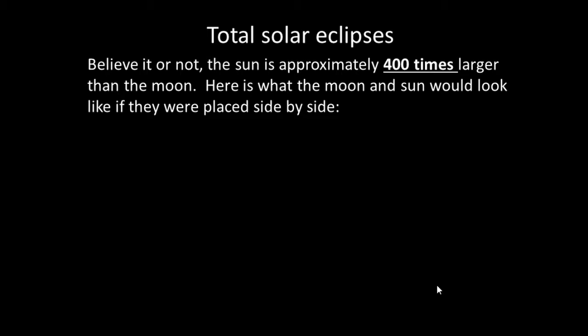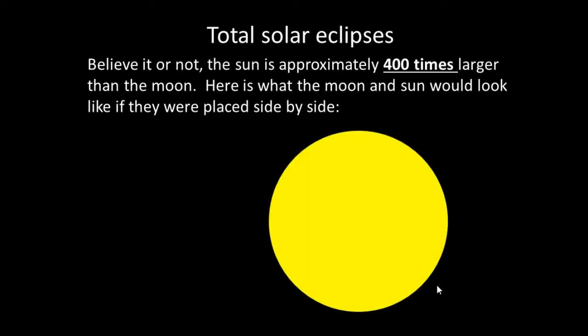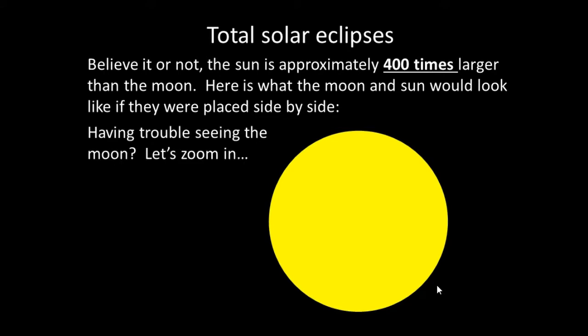Here's what the moon and sun would look like if they were placed side by side. Having trouble seeing the moon? Let's zoom in.